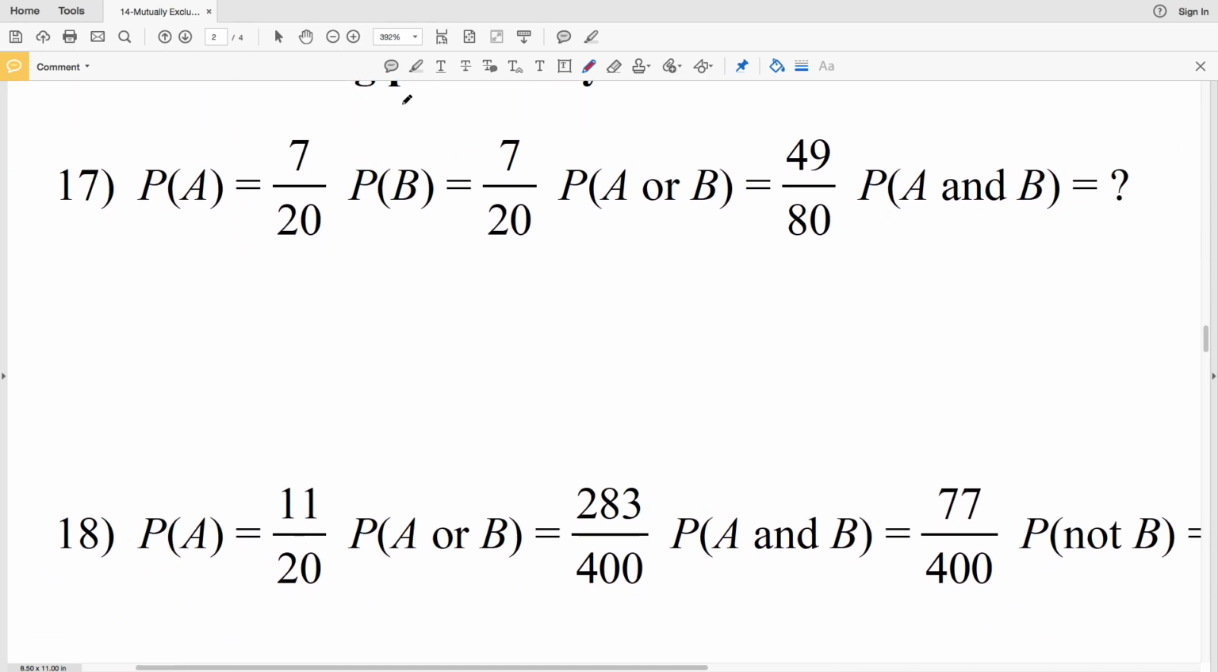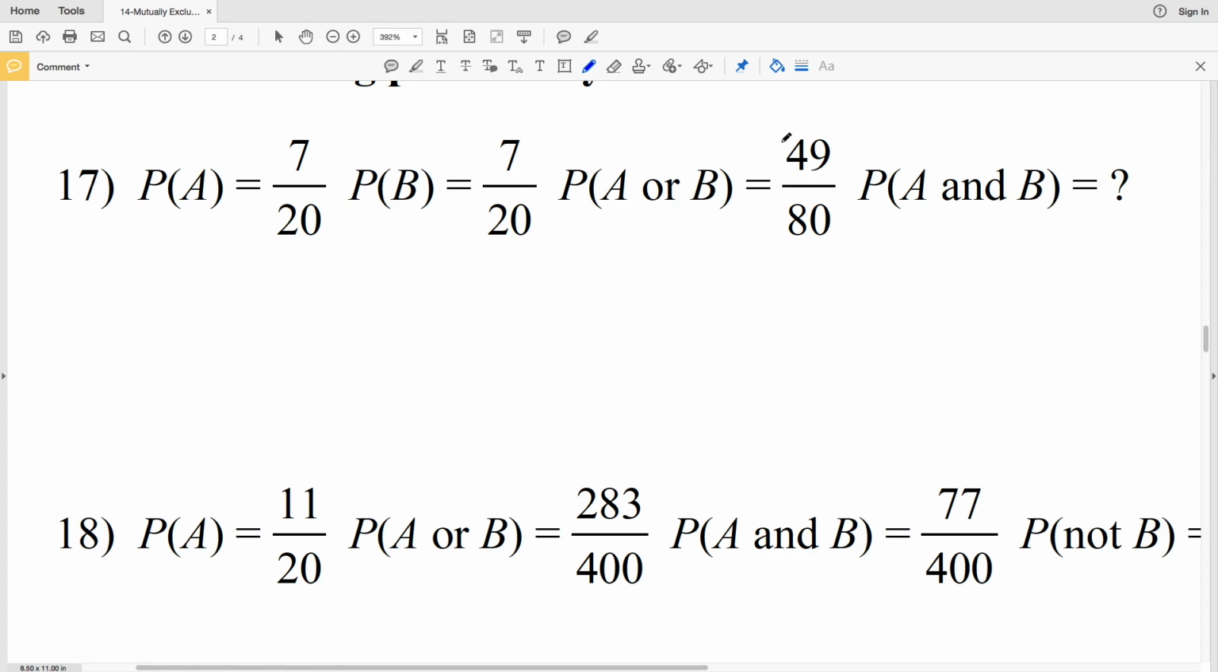Number 17 says that the probability of A is 7/20, and the probability of B is also 7/20, and the probability of A union B equals 49 out of 80. So we're finding the probability of A and B.